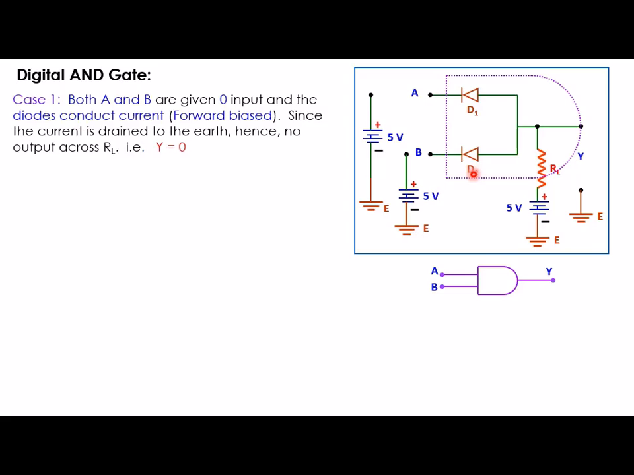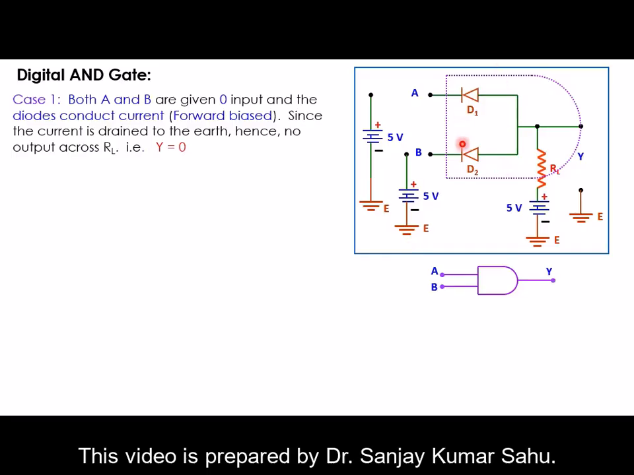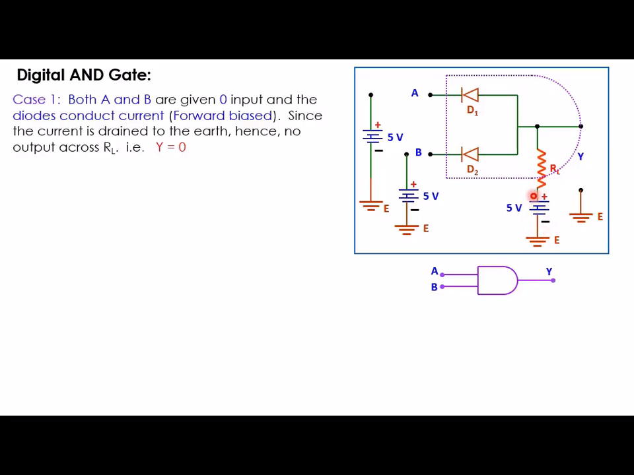If both of them will be forward biased, then they will conduct current through them, and all of this current given by this battery will be drained through these diodes to the ground. If both the diodes are conducting current, then the potential drop across this load resistance RL will be opposite to the potential of this 5V battery, and therefore the addition of those two will give you 0. That means at the output Y you are getting 0.